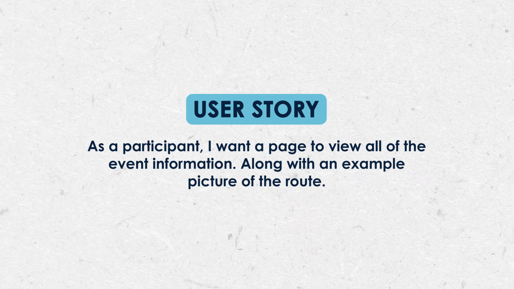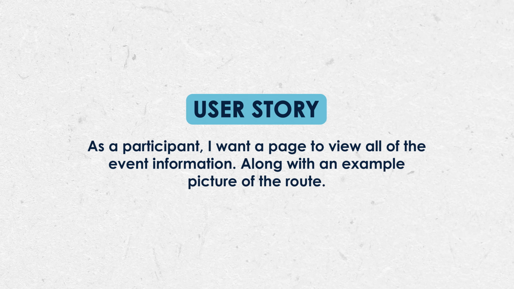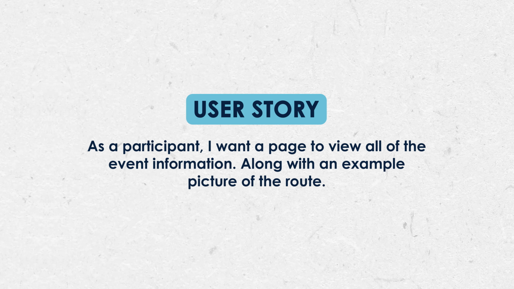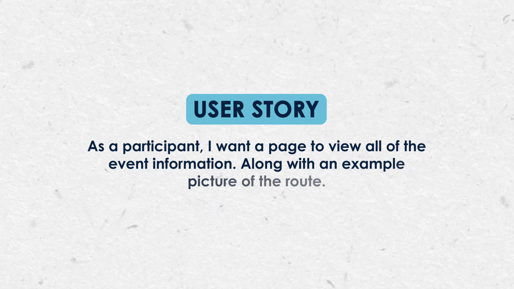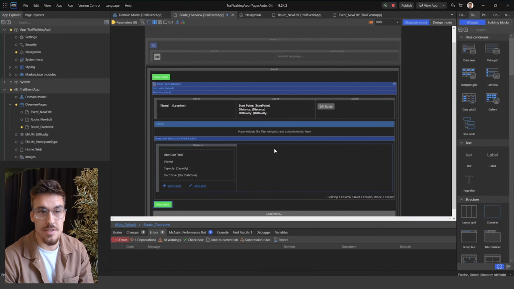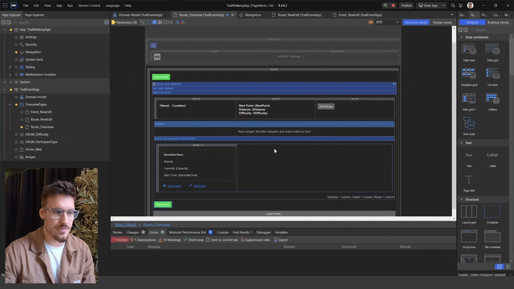So the next user story we're going to look at is, as a participant, I want a page to view all the event information with an example picture of the route. For the next section, we want to create an event page. In this view, we want to add a dynamic picture that shows an image of the route for each event. To do this, we'll build the functionality to be able to add an image to the route.